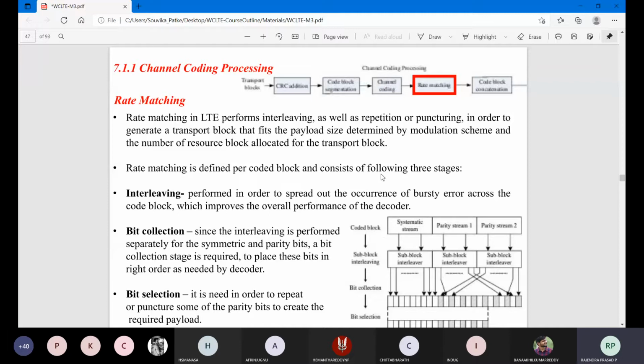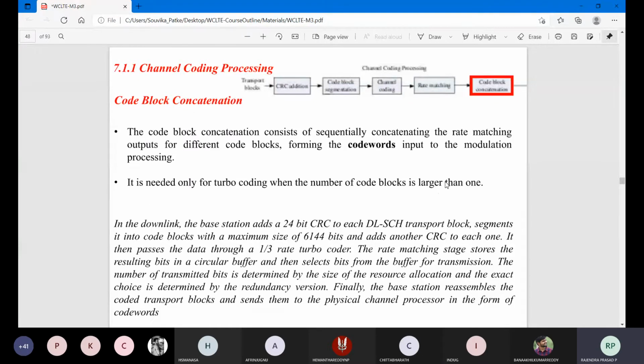sending your information. So to do this, you require one more important part, which is rate matching, and you can observe that in this block diagram. You have a coded block, you have sub-block interleaving, and in between you have bit collection, then we have bit selection, right? Then finally we have the concatenation part, where all your code words will be segregated and assembled into one packet, and this is the procedure they are following in channel coding.